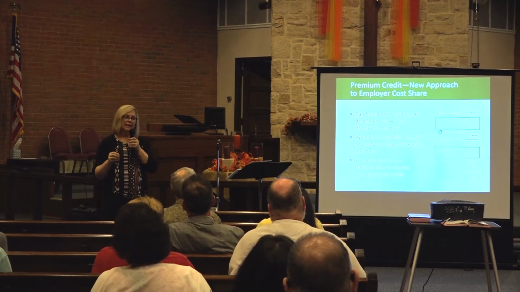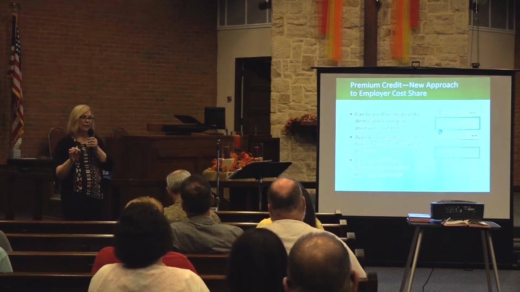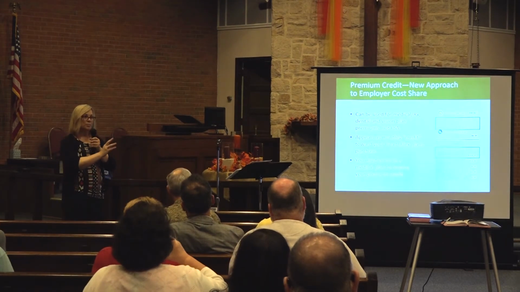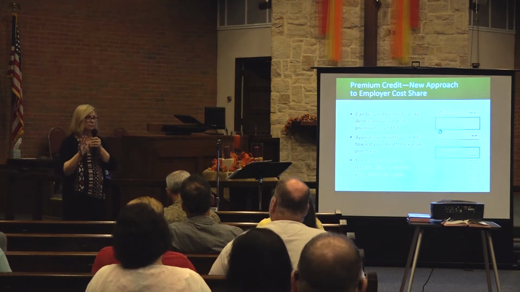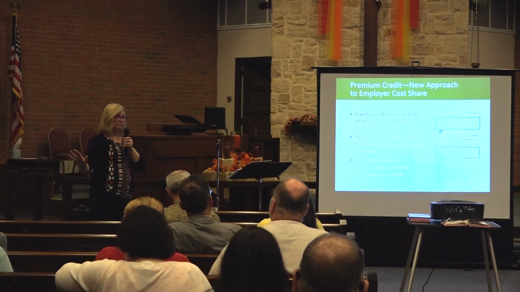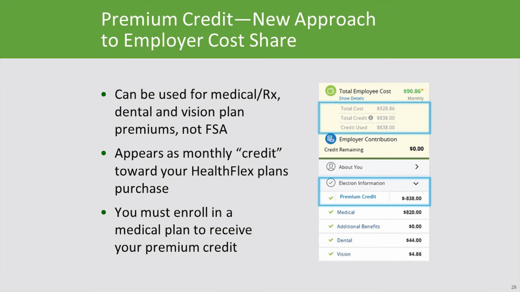Currently, we take a percentage based on tier and plan and apply that to your base salary, and that is what is deducted from your paycheck, correct? That's going to go away. In 2019, what you will pay is the difference between the actual cost of the premium minus the premium credit. That difference will be deducted from your pay. So it's a little bit of a different calculation.